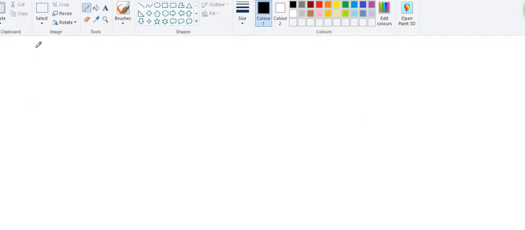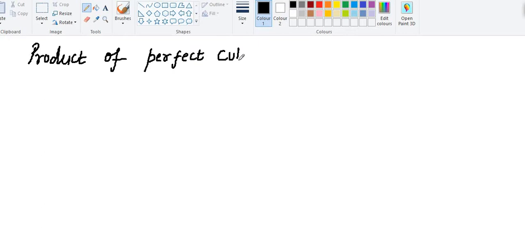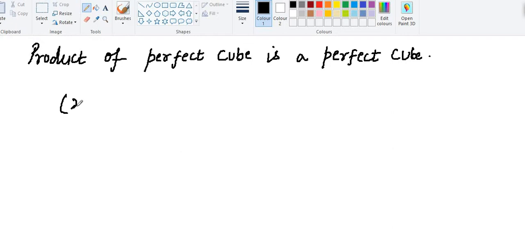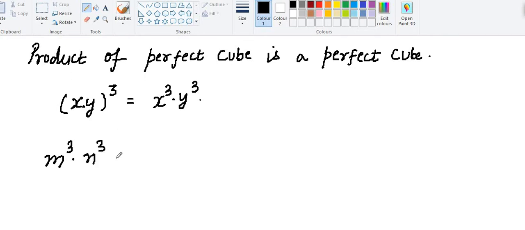But he says product of perfect cubes is a perfect cube. I think more than a property here, it is laws of exponents. So if I say x into y whole cube, it means x cube into y cube. The power is transferred to x as well as to y. In the same way, if I see m cube into n cube, I can write it as mn whole cube.